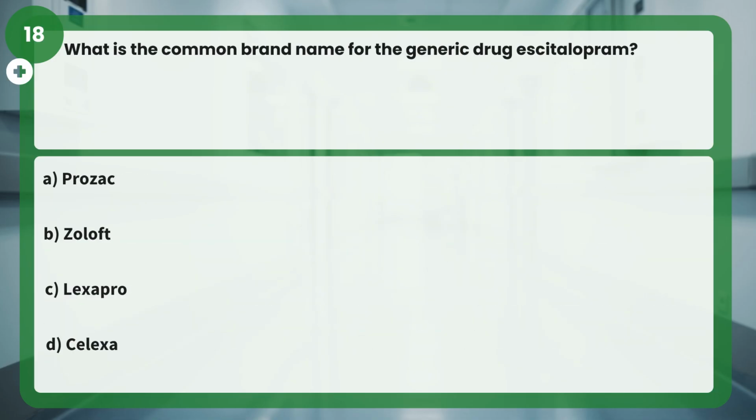Question 18. What is the common brand name for the generic drug escitalopram? A. Prozac. B. Zoloft. C. Lexapro. D. Celexa.